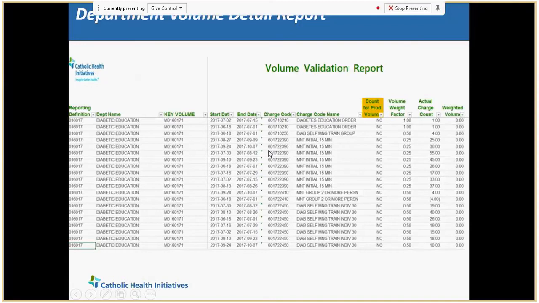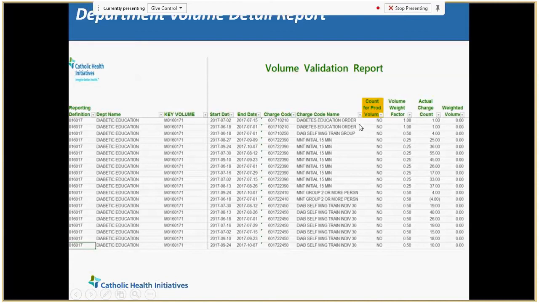And it's going to look kind of like this, where you can just go out there and filter on your department and see all the charge code activity for this fiscal year. You'll see it by pay period. Are we counting it for productivity? If so, what's the weighting factor? What was the quantity of charges? And if we multiply those together, that gives us the weighted volume. So basically, the sum of the weighted volume is the volume that will show up on your department level report.